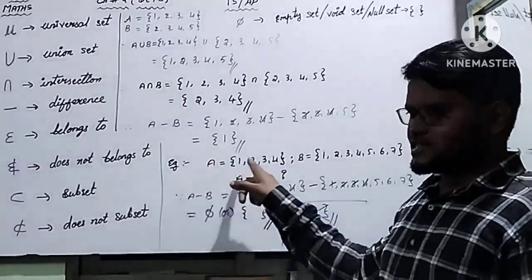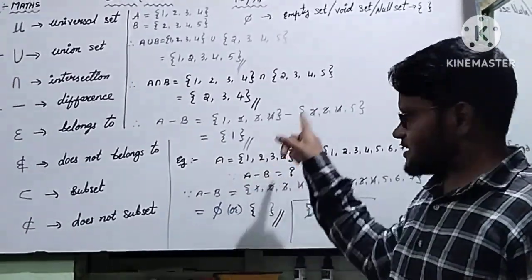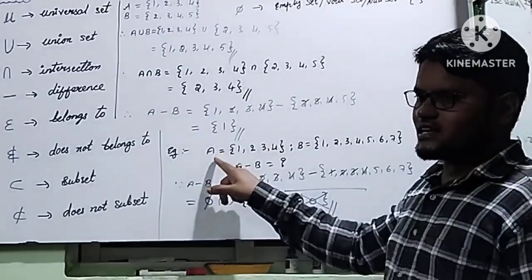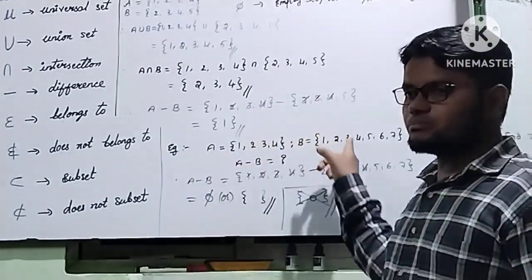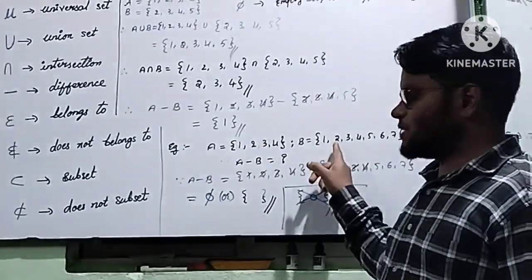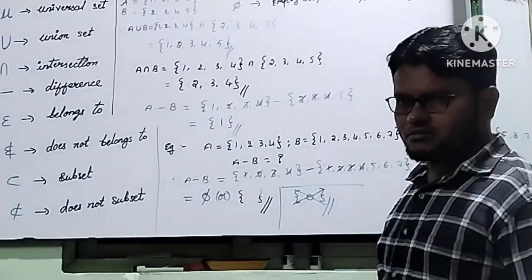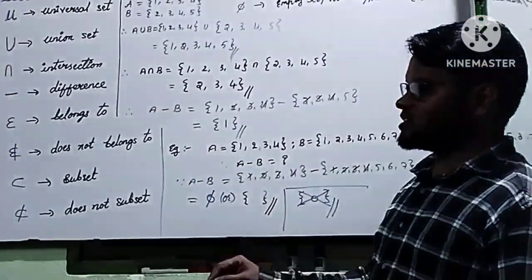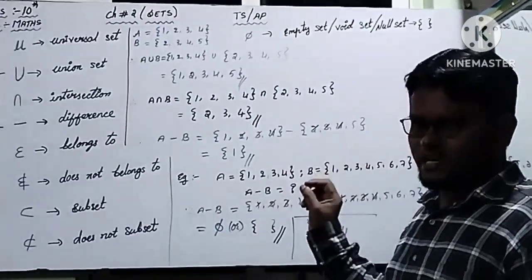Understand? A set contains whatever elements it has. These elements are in B. So A belongs to B, but B does not belong to A. Here you have to focus on sets A and B.